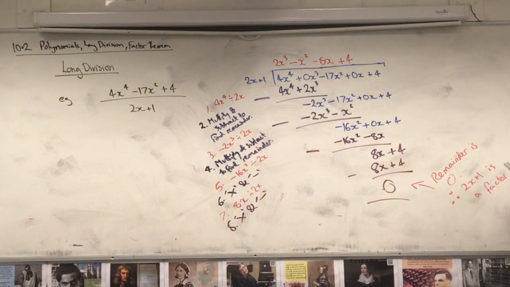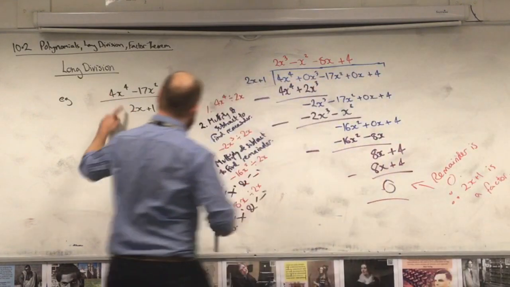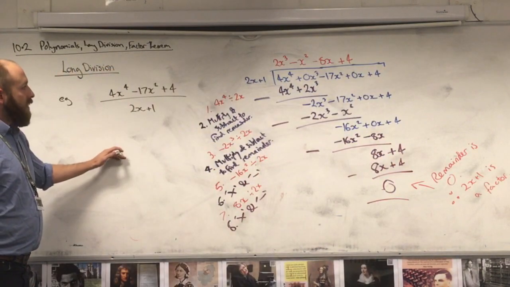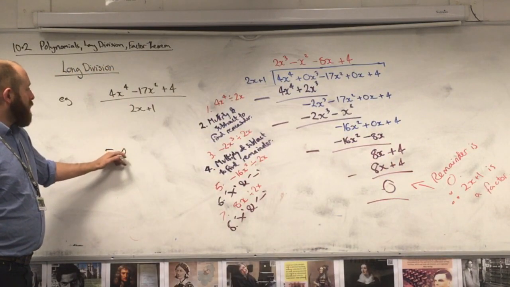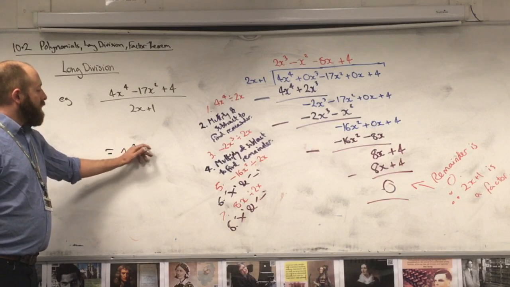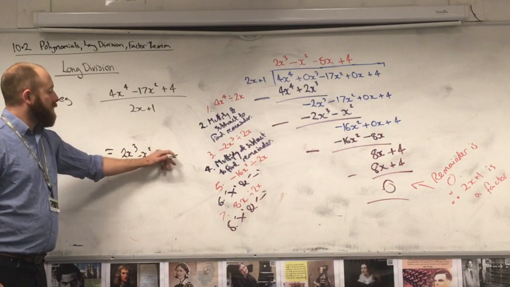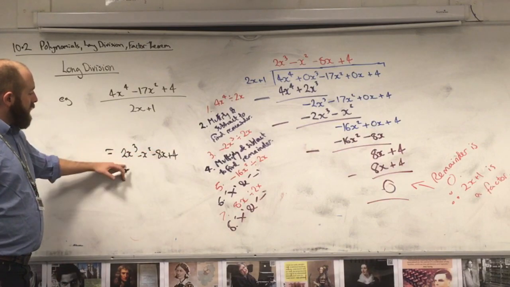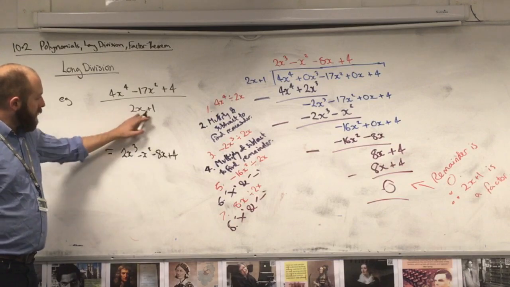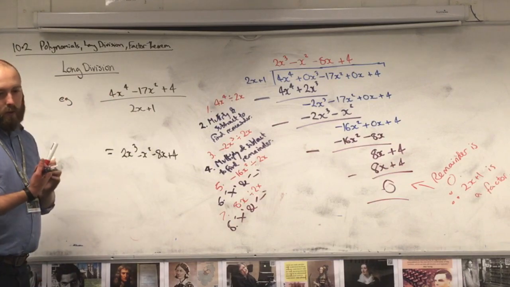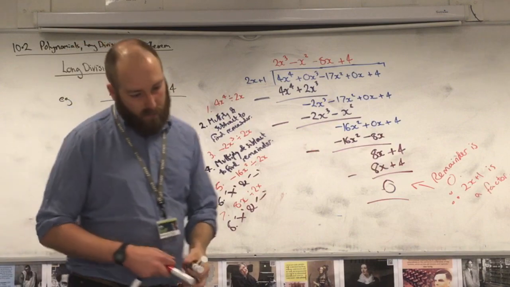We could sum up what we found. So this divided by this gives us, what was it, 2x cubed minus x squared minus 8x plus 4. So that divided by that is that. Or in other words, this cubic times that gives us that quartic. Right, on for another one of these.